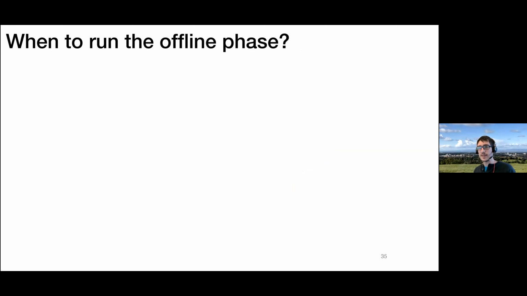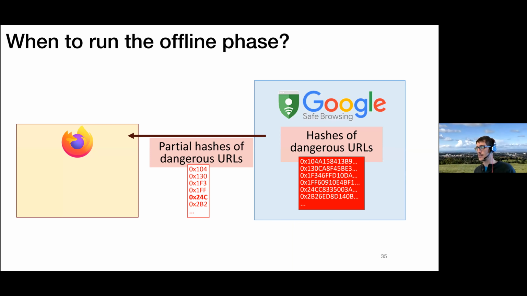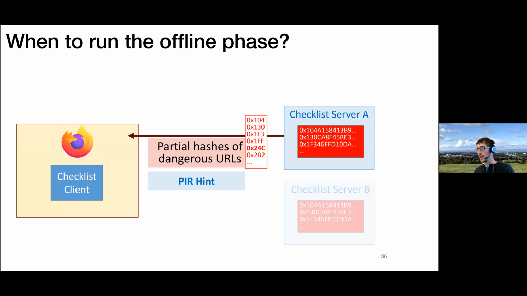Maybe the only thing that's unclear is we want to use an offline-online PIR scheme, so we somehow need to run the offline phase. But this also fits the design of the system pretty well because the client, the browser, regularly fetches this list of partial hashes from the service provider, from Google, and we can use this exact same opportunity to download the hint required for our offline-online PIR-based scheme.